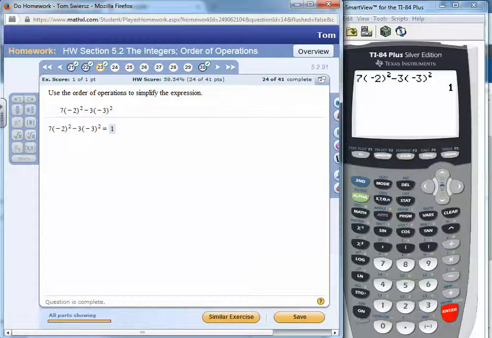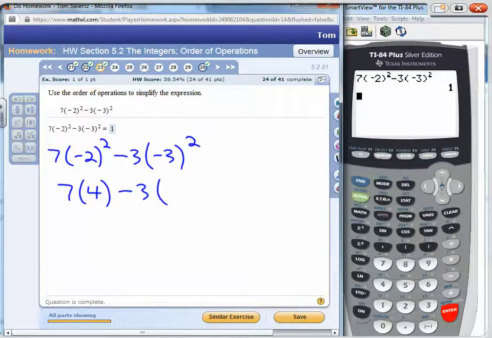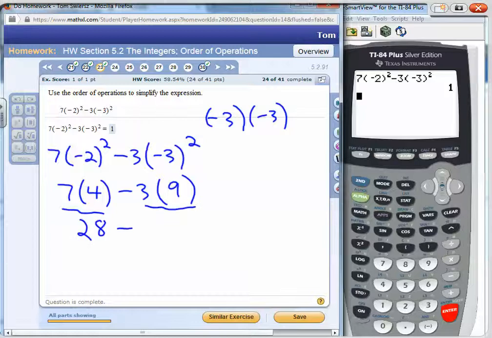Again, if we do it with pencil and paper, exponents first, right? So 7 times a negative 2 squared minus 3 times a negative 3 squared. Negative 2 squared is negative 2 times negative 2, which is actually a positive 4, right? A negative times a negative. And it's the same thing, negative 3 times negative 3 is a positive 9. All right, now we're going to do the two multiplications before the subtraction. 7 times 4 is 28. 3 times 9 is 27. Now we have the subtraction left. 28 minus 27 is equal to 1, which is the same correct answer we got using our calculator.